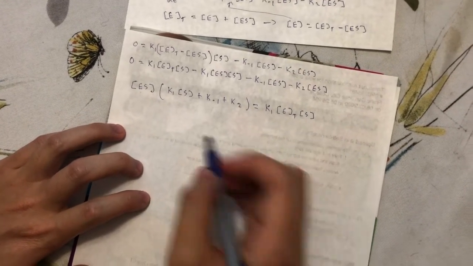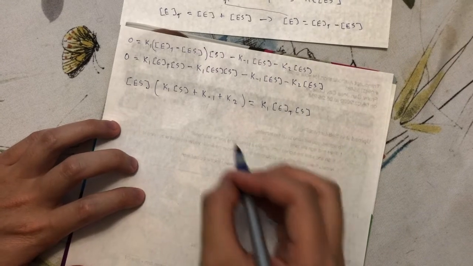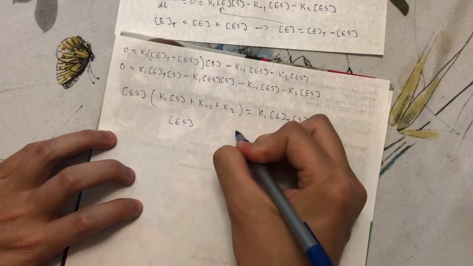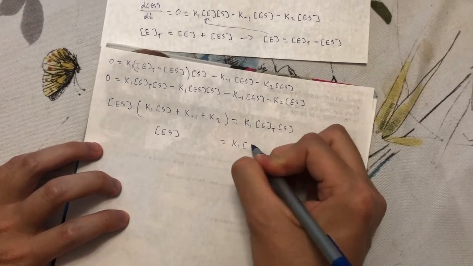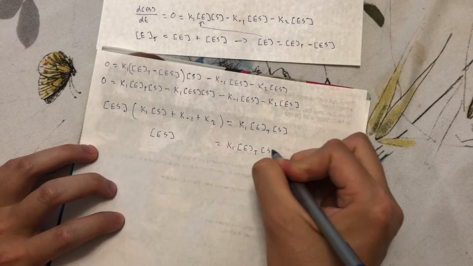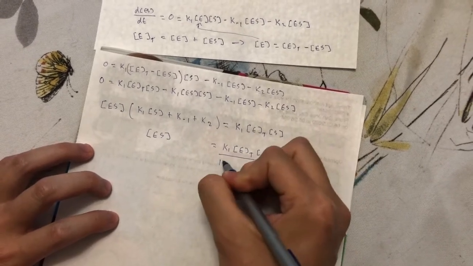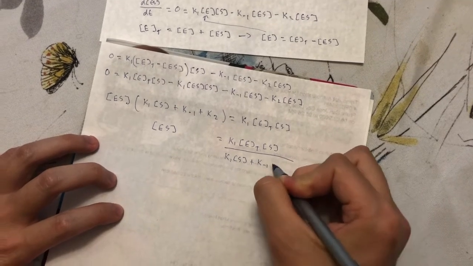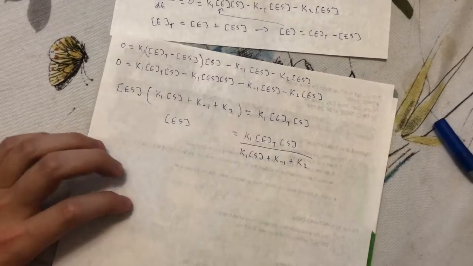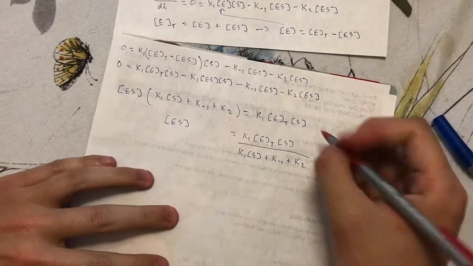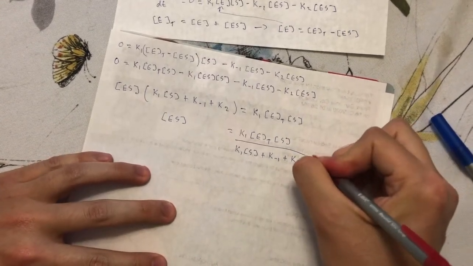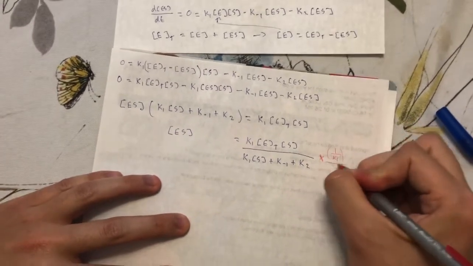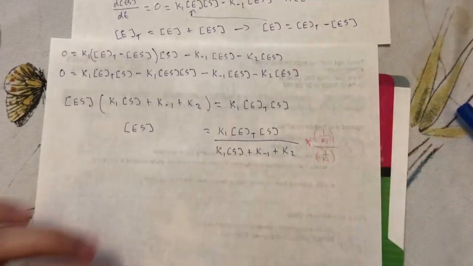So now here we can divide this large value so that we can get ES by itself, and that is equal to K1 times ET times S over K1S plus K minus 1 plus K2. So from here, we can multiply by the reciprocal. 1 over K1 on the top, as well as the bottom, 1 over K1.